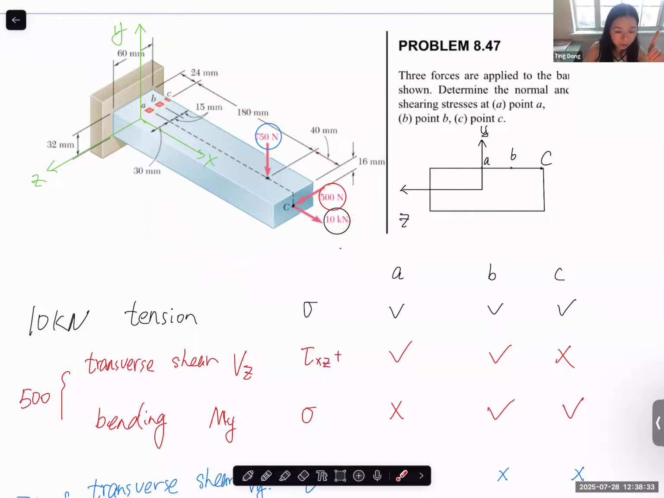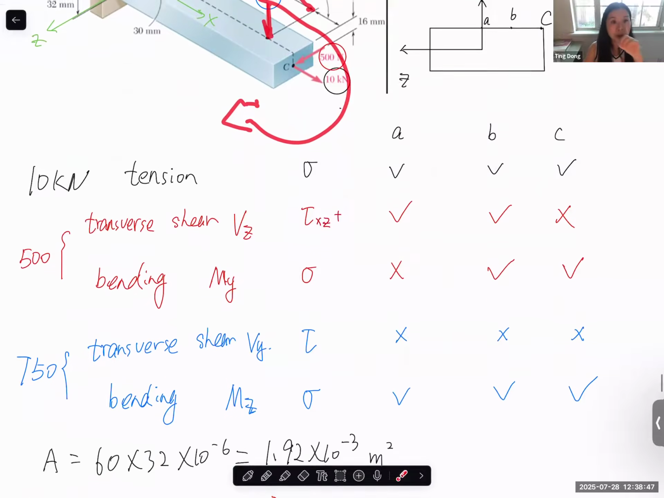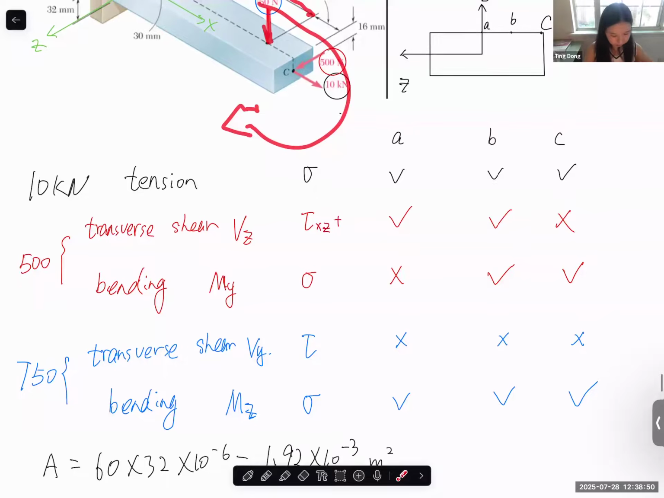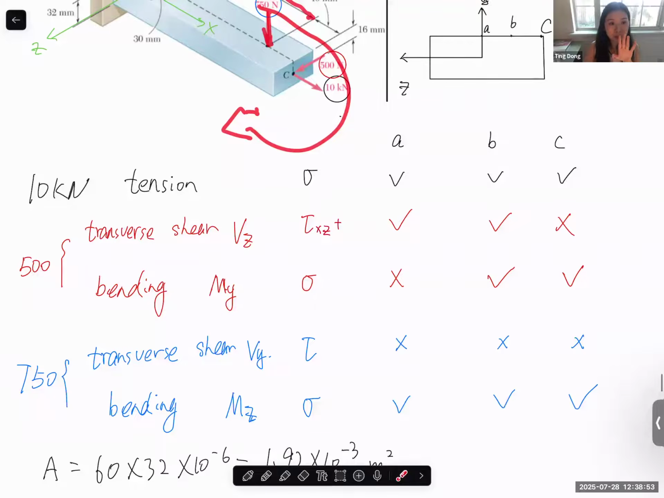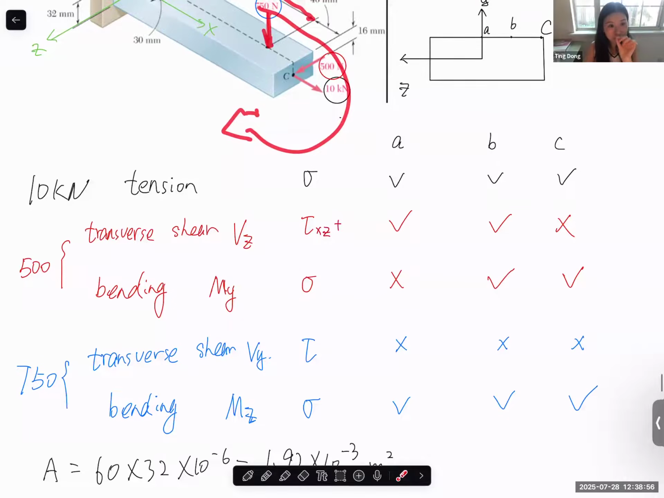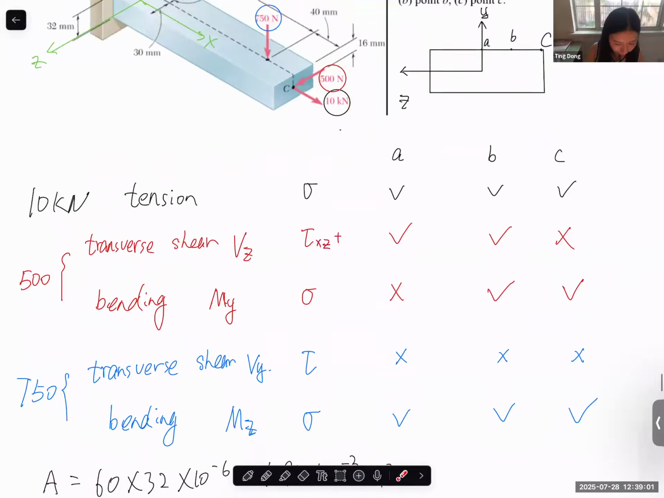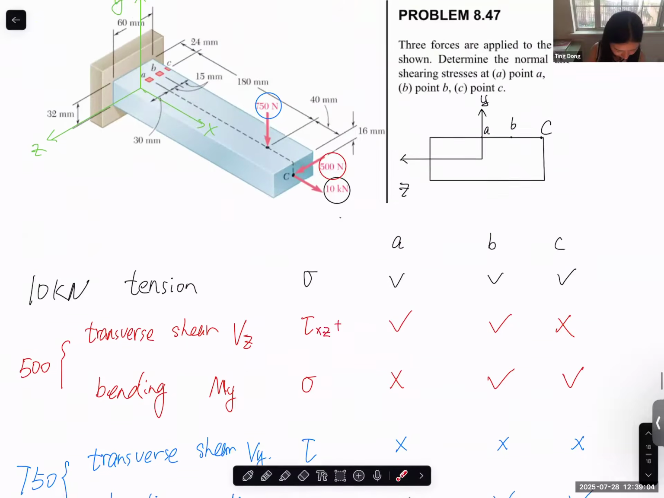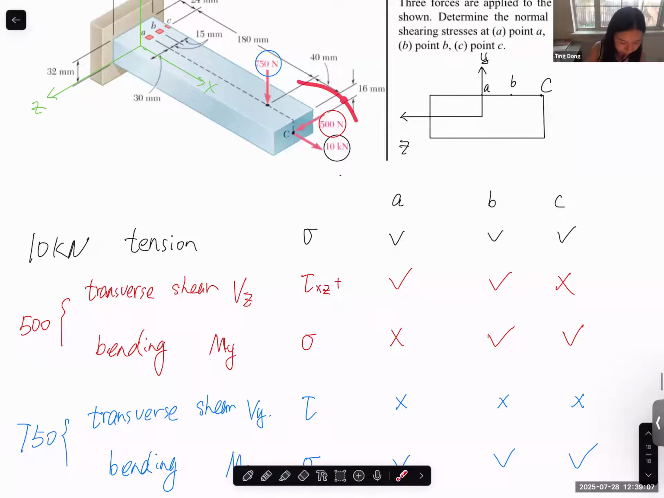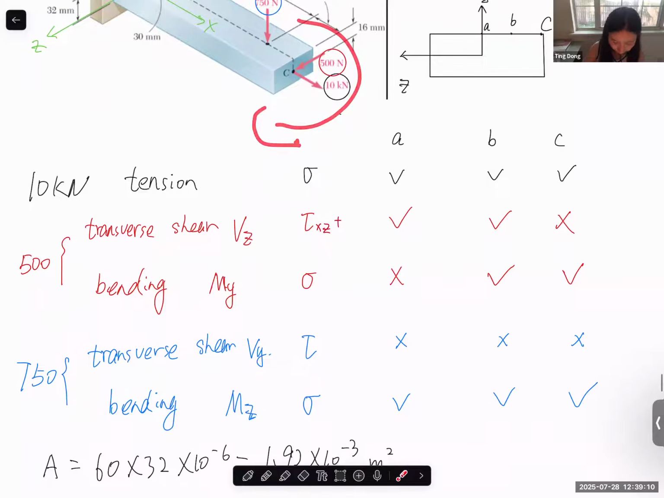But for 750, this force generates a bending moment about the z-axis. Now, this is the moment arm considering the ABC points. So don't get confused about the moment arm. When we grade your exam, every time you get the moment arm wrong, there's some penalty. So be very careful. So for now, this is bending about z, and of course, bending about the z-axis, A, B, C are on the top surface, all of them maximum tensile.